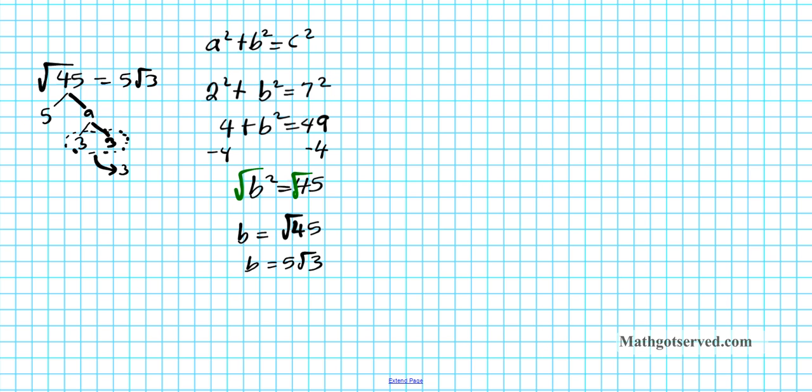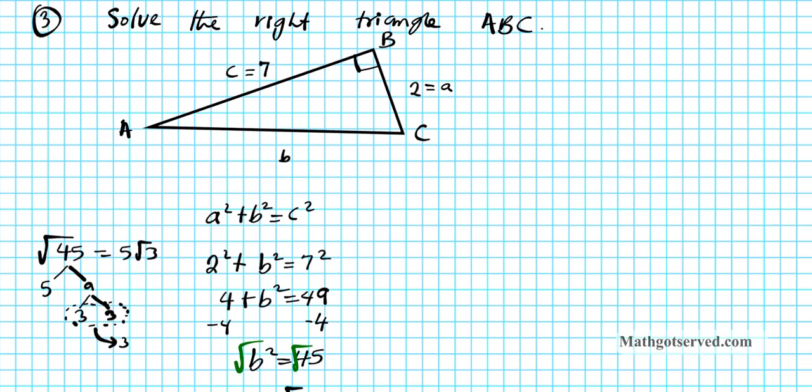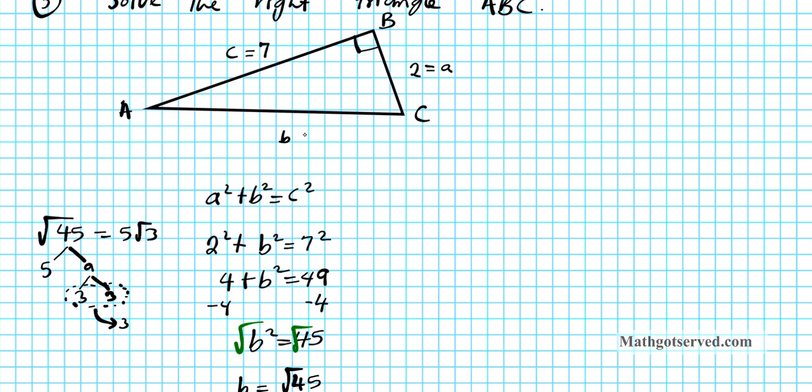So we have the 3 sides now. Alright, let's go back to our triangle. B is equal to 3 root 5. Okay, now we need to find an angle. So which angle do we want to find first?